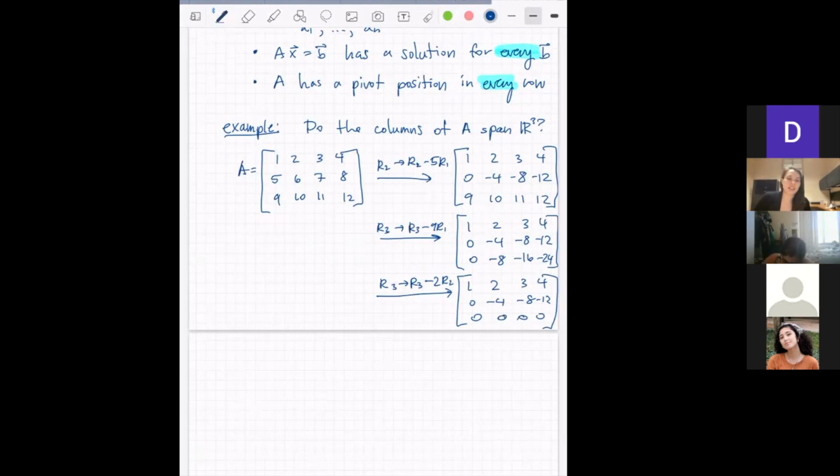So you can see here that A does not have a pivot in every row. So that means that the columns of A do not span R3.